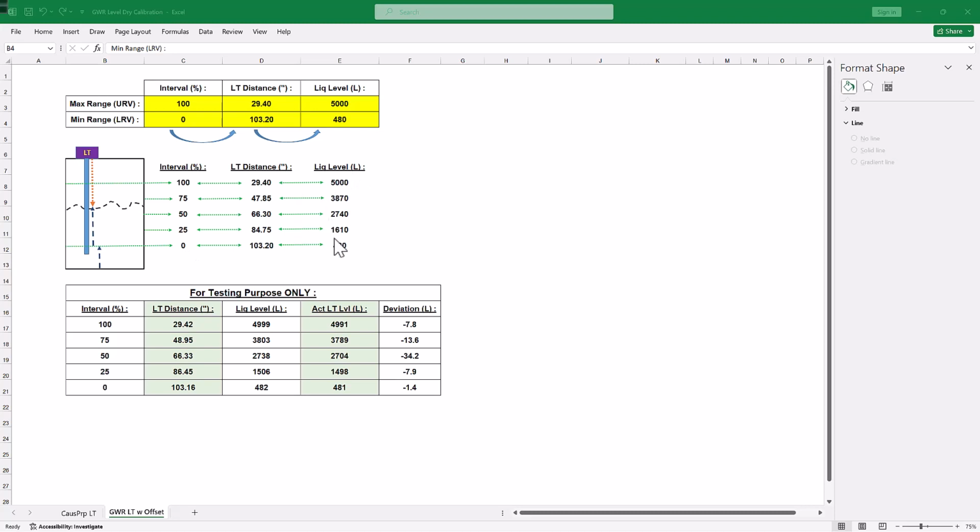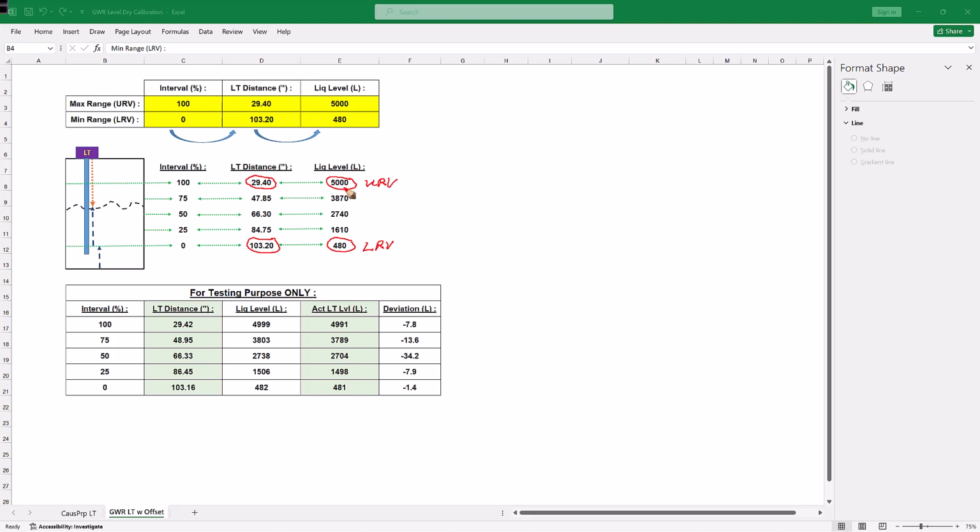So how do we derive these liquid level values? It's very simple. As I mentioned, once you have the values for both the level transmitter distance and the liquid level URV and LRV, you can calculate the corresponding liquid level. How do we do so? This zero reference line or minimum reference line is 480 liter, which refers to the LRV. And this maximum reference line, the level is 5000, the URV, upper range value. The corresponding level transmitter signal distance is 29.40 for the URV reference line, and the corresponding distance for the LRV, low range value reference line, is 103.2.